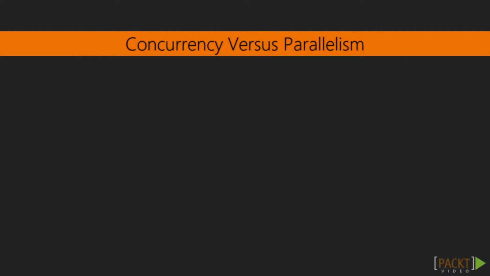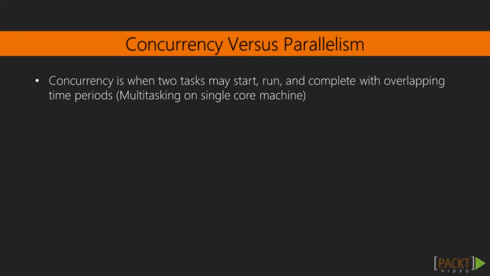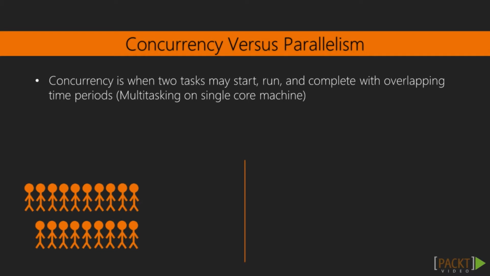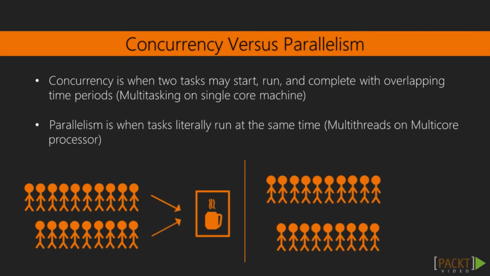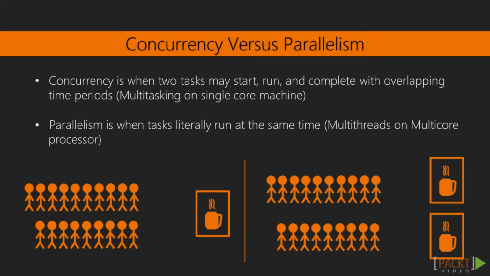Let's begin then. Concurrency and parallelism are related concepts, but there are fundamental differences. Concurrency is when two tasks may start, run, and complete with overlapping time periods. It doesn't necessarily mean they'll both be running at the same time. For example, multitasking on a single core machine. Parallelism is when tasks literally run at the same time. For example, on a multi-core processor. So, simply put, concurrency is the means of splitting up work into chunks, which may or may not be executed in parallel, but parallelism is chunking of work to be executed in parallel.